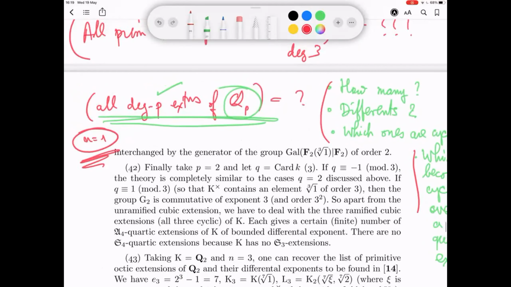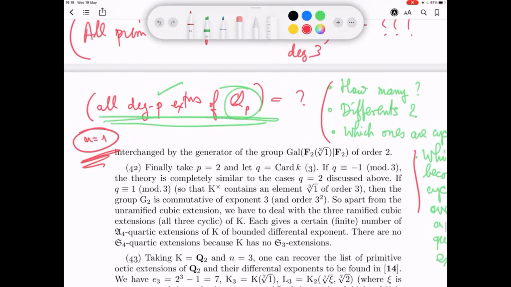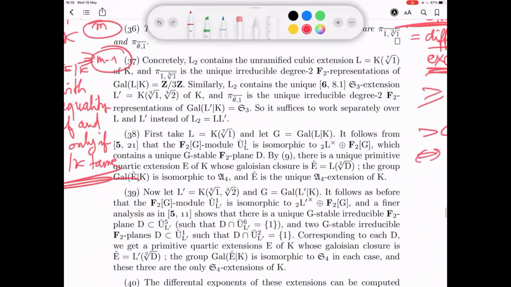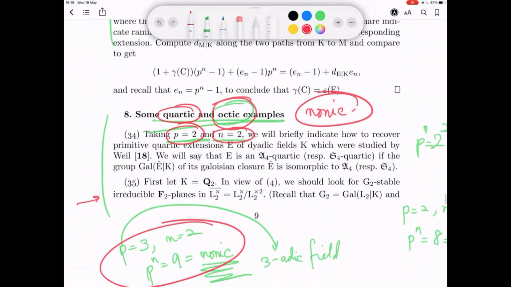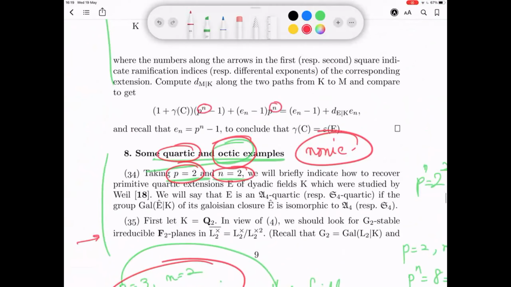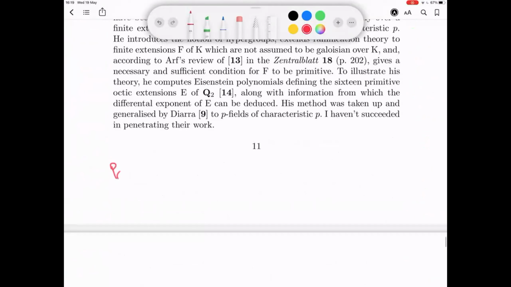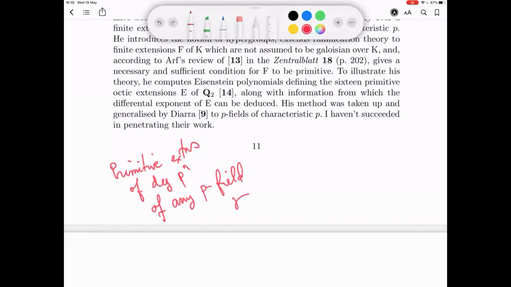All these questions can be answered by whatever we have done in the case n equal to 1. That's the simplest case that you can think of. And actually, what we have done is for arbitrary n, right? So one should be able to write down all primitive extensions of degree p to the n of any p field K.